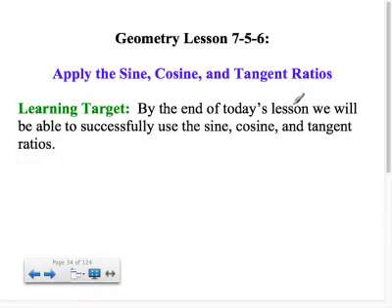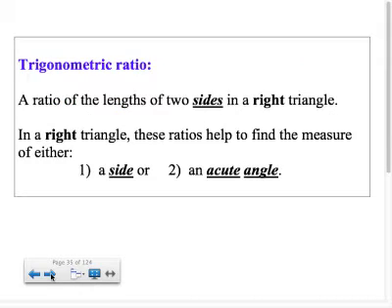We continue our discussion here in Chapter 7 on right triangles. We're going to transition now into something that you're going to see a lot down the road, especially in Algebra 2 and even a little bit in pre-calc as well. And that is this idea of sine, cosine, and tangent, or what we call trigonometric ratios. So when we say right triangle trig, this is what we're talking about: sine, cosine, and tangent.